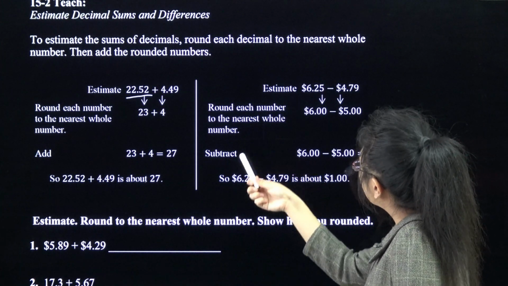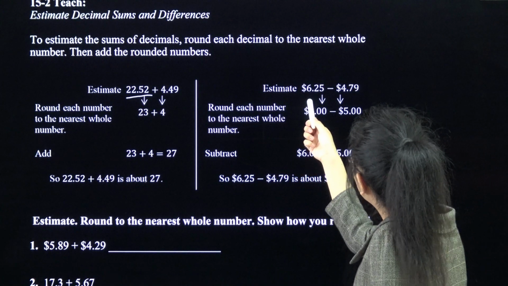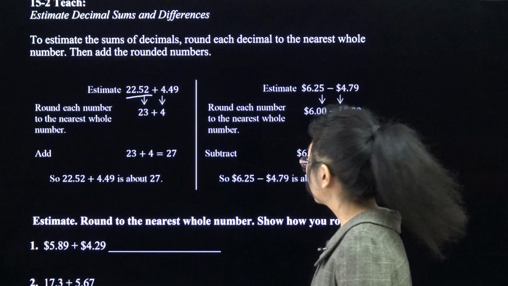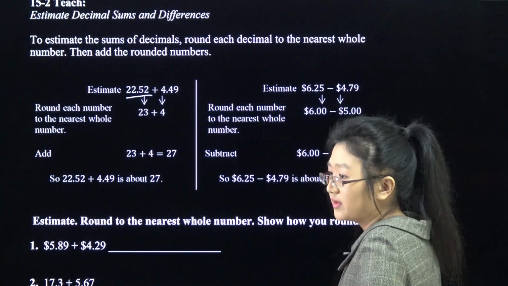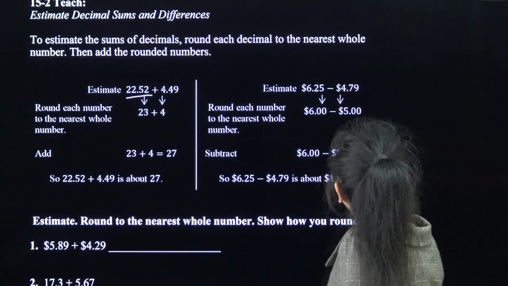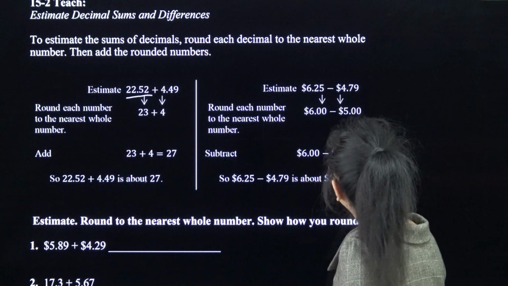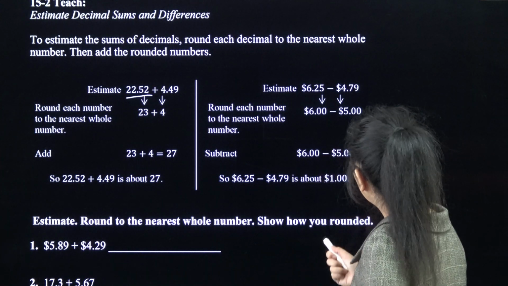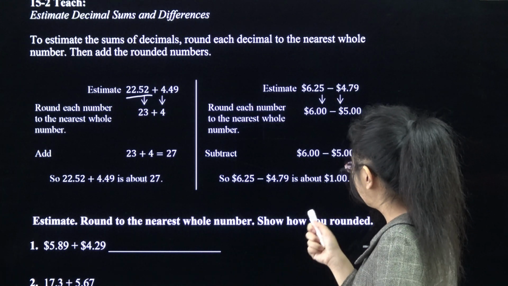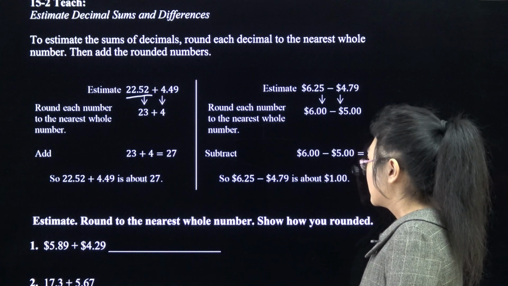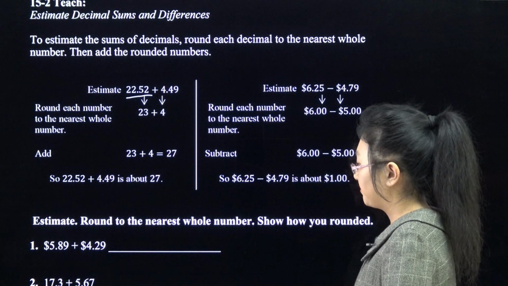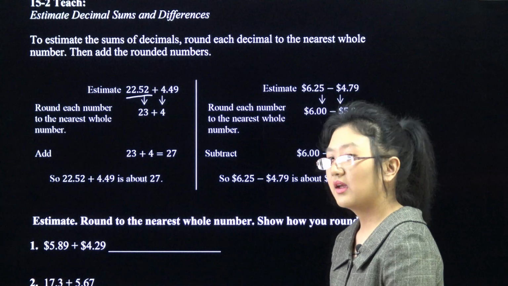Round each number to the nearest whole number. You could also do this for subtraction. So for this one, it's 6.25 minus 4.79. So 6.25. The tenths place is a 2, so we round down to 6. And 4.79, the tenths place is a 7, so we round up to 5. And then 6 minus 5 equals 1. So $6.25 minus $4.79 is about $1. It's actually $1.46, which is kind of off, but it's an estimate.